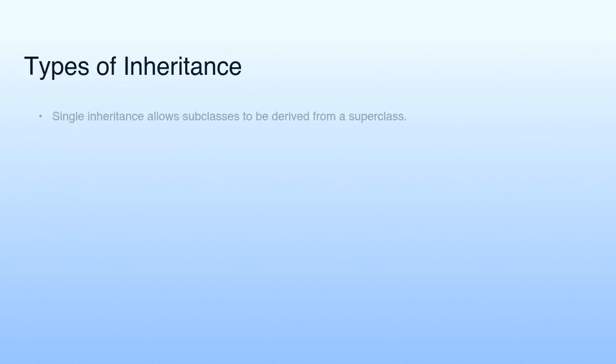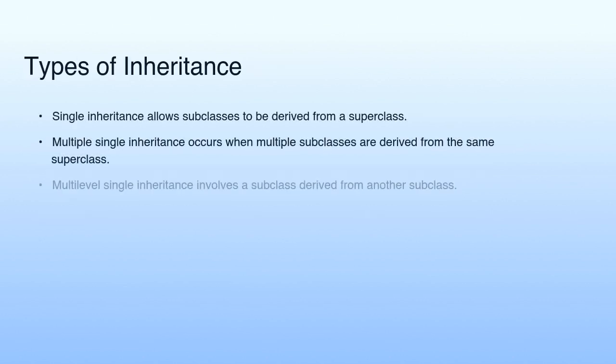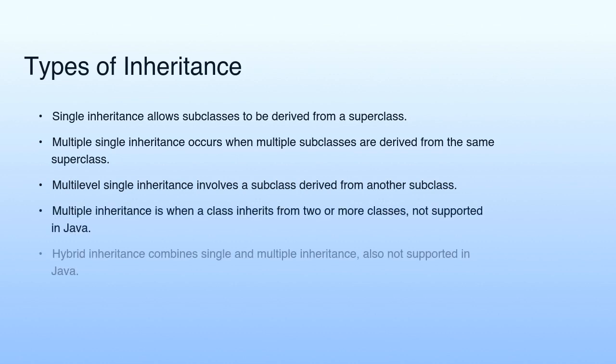There are different types of inheritance in Java. Single inheritance allows subclasses to be derived from a superclass. Multiple single inheritance occurs when multiple subclasses are derived from the same superclass. Multi-level single inheritance involves a subclass derived from another subclass. While Java does not support multiple inheritance, where a class inherits from two or more classes, or hybrid inheritance, which combines single and multiple inheritance.